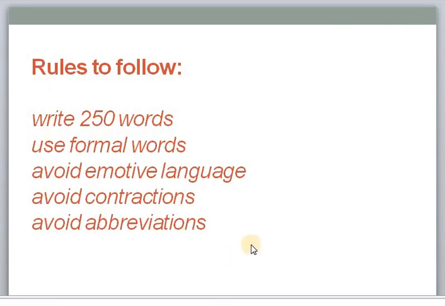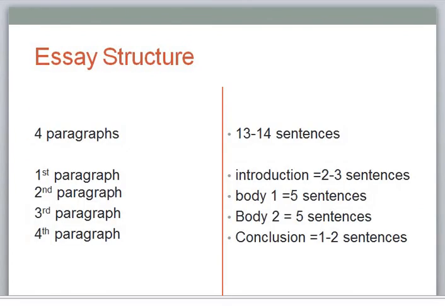So what are the rules that you need to follow? Remember that you need to write 250 words. Avoid using emotive language such as beautiful, amazing, wonderful, terrible, horrible. Those are emotive language and it's okay to be used in speaking but not in writing, okay? Use formal words as well, or academic words. Avoid contractions and avoid abbreviations. I will discuss the details about these rules later in the video.